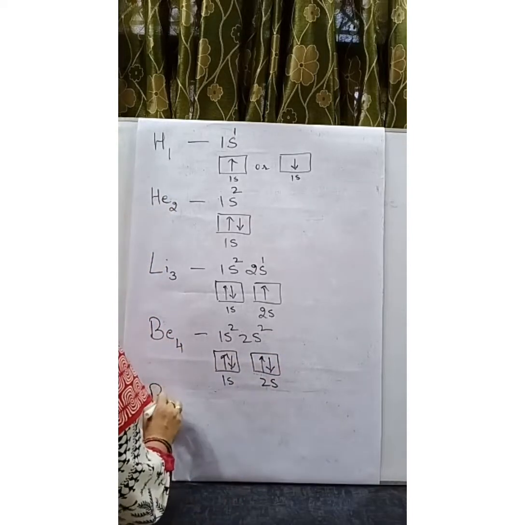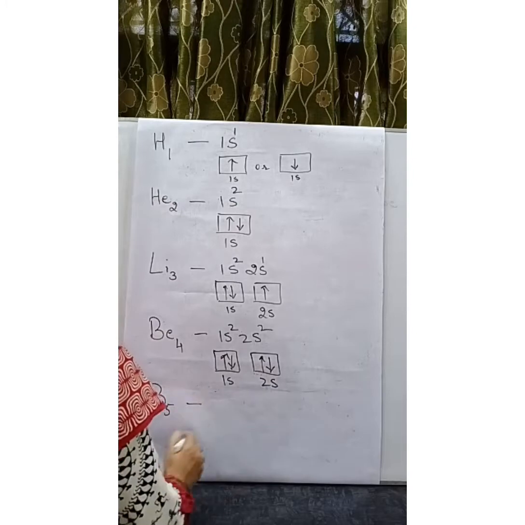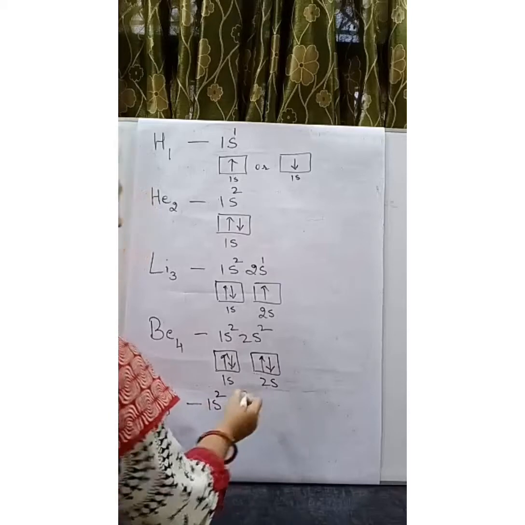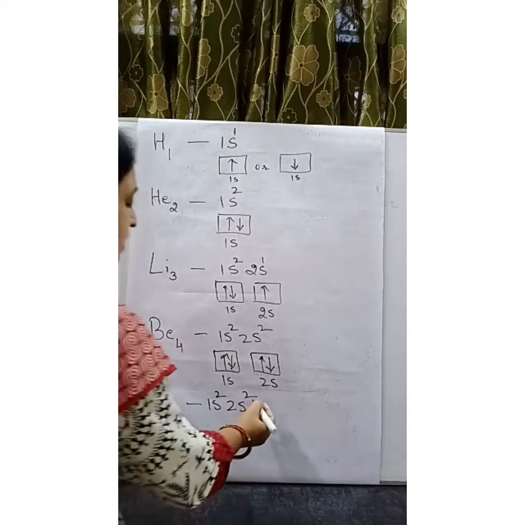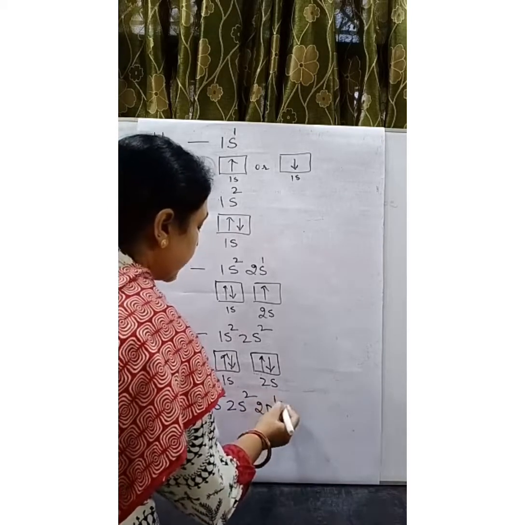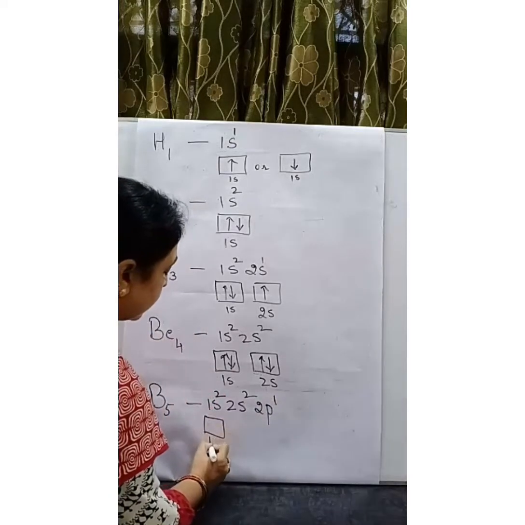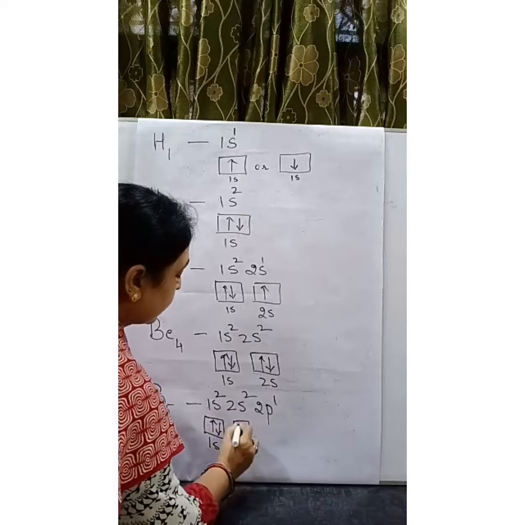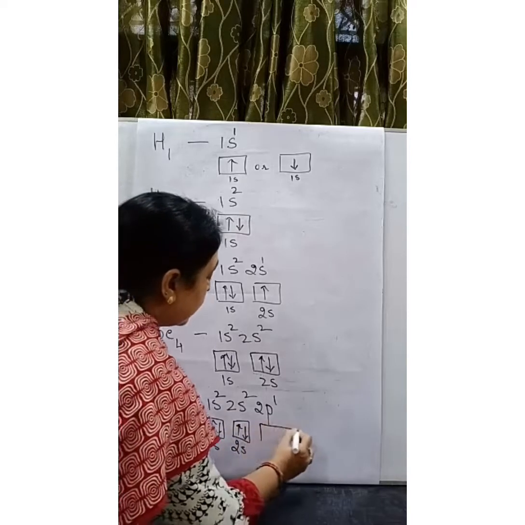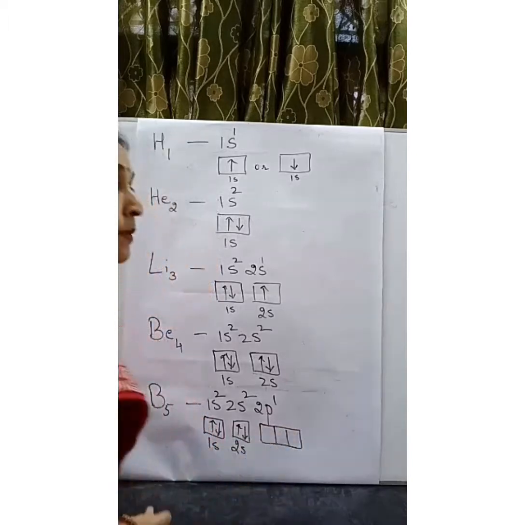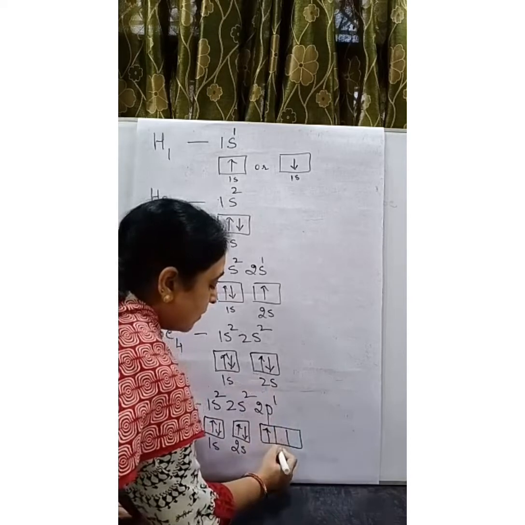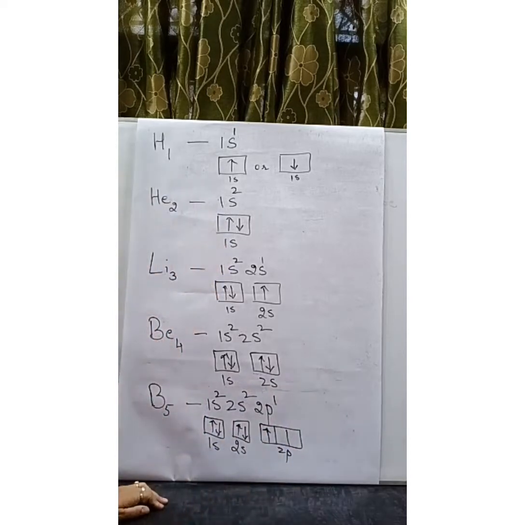After beryllium, it is boron, atomic number 5. 1s occupies 2 electrons, 2s occupies 2 electrons. Now one more is left, which will go to 2p. So in the orbital diagram, 1s has 2 electrons, 2s again has 2 electrons. Now p has 3 suborbitals, so I will make 3 boxes. 1 electron is present in p, so I will put p like this. Let us proceed further.